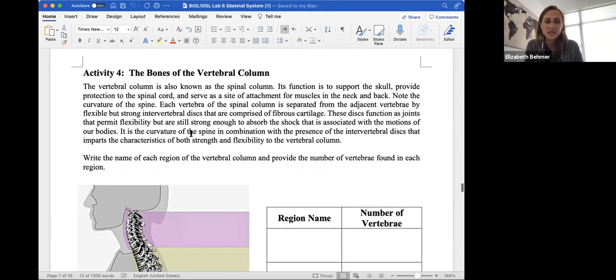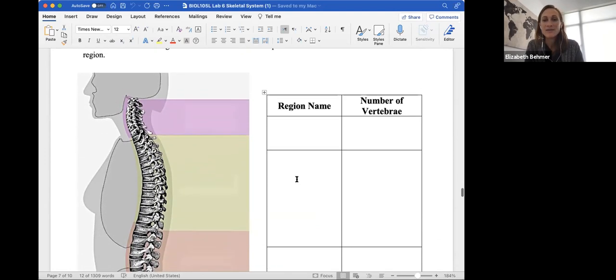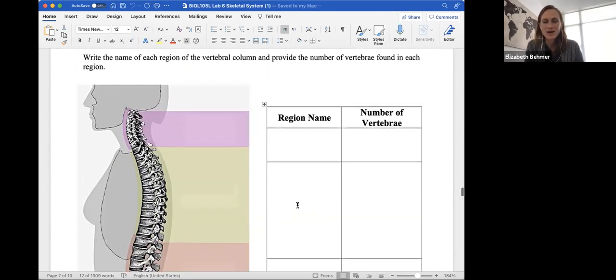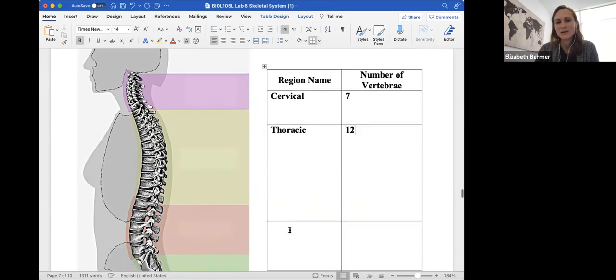The bones of the vertebral column, then, you have to tell me the region name and then the number of vertebra in each region. An easy way to remember this, and I'm kind of telling you all the answers, but the cervical region has 7 vertebrae. So here's cervical, and that has 7. The thoracic region has 12, and then the lumbar region has 5.